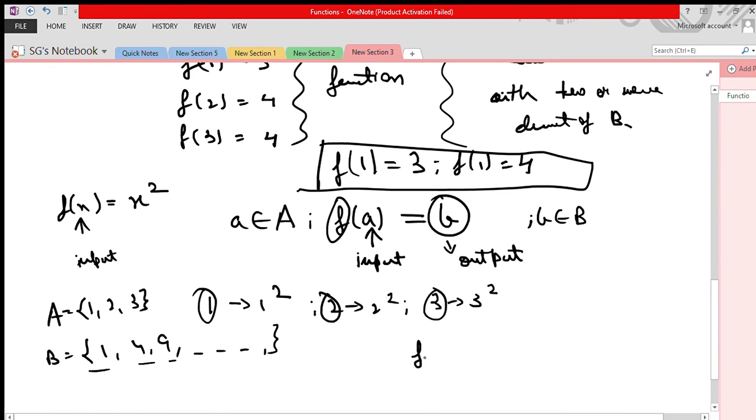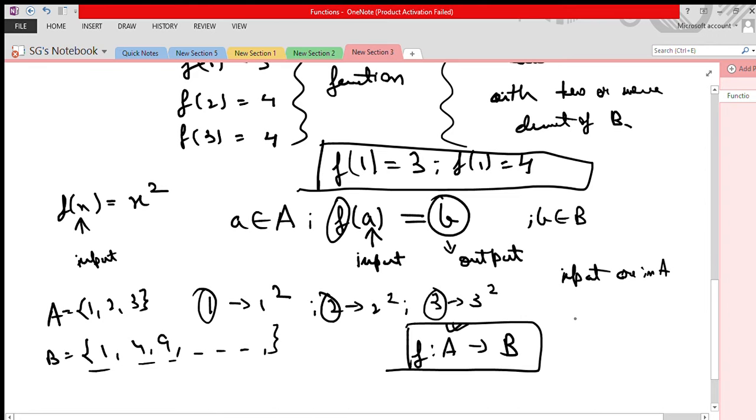But these three elements must be there. And then we define the function as f exists such that f has its domain in A, that it takes its inputs from the set A and its outputs belong to the set B. This sort of structure means that the inputs are in A, the outputs are in B. Clear? I think you people got it.